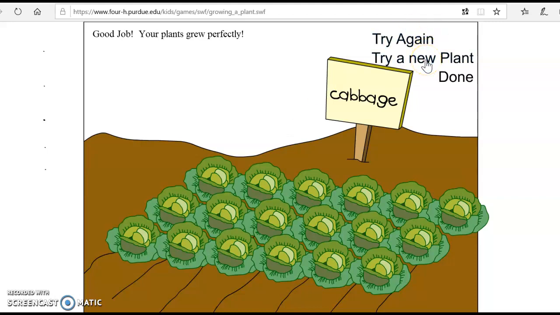Now let's try a new plant, and this will be our last plant. These are pansies. Pansies are little flowers. They're sometimes purple or pink. They stay low to the ground.